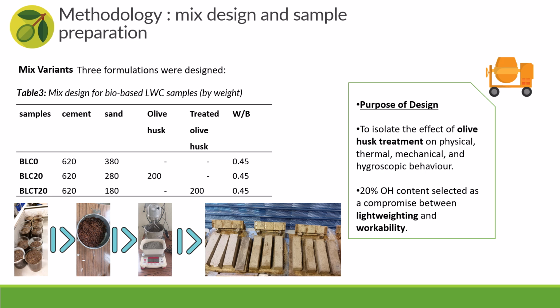For the mix design, the olive husk was incorporated at 20% into cementitious composites following standardized protocols. The process includes drying, sieving, and pre-soaking, preparing the husk aggregates before mixing. Proportions were carefully defined to maintain compatibility between treated and untreated samples. Samples were then cast and cured under controlled laboratory conditions.